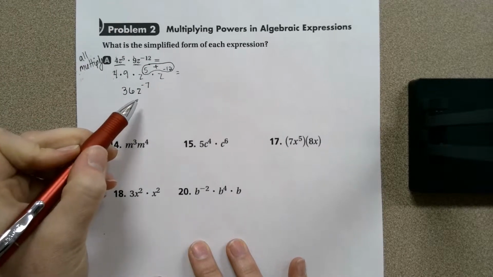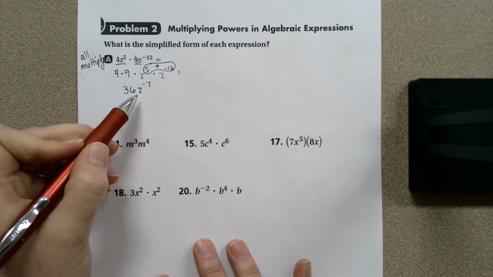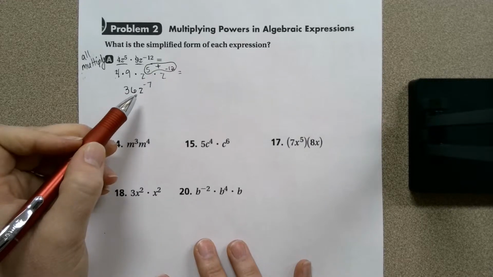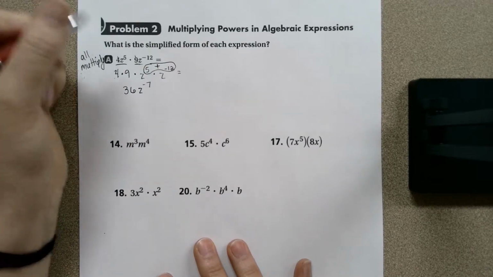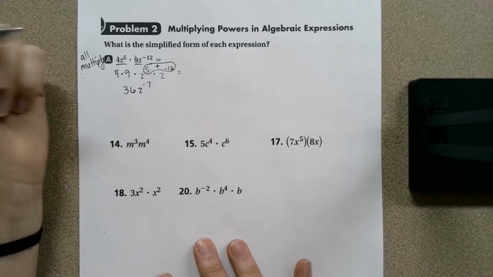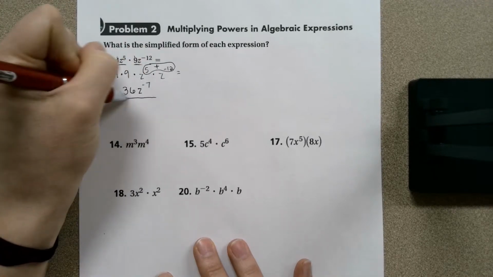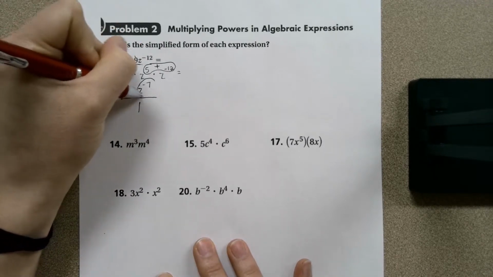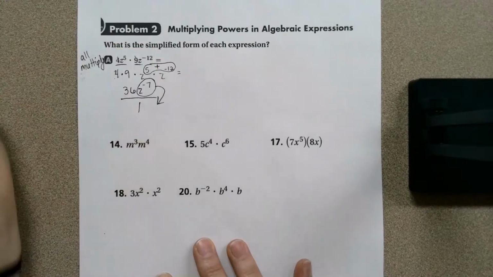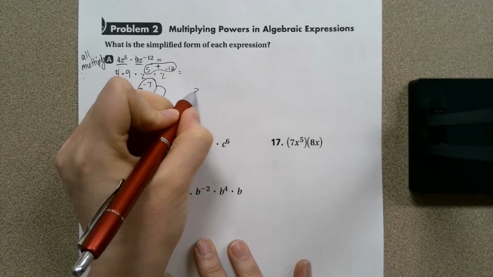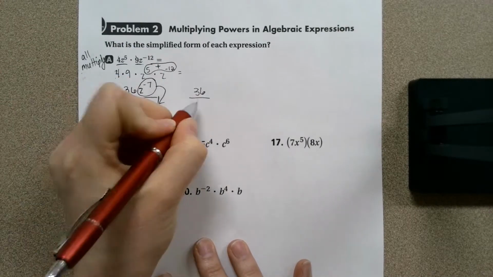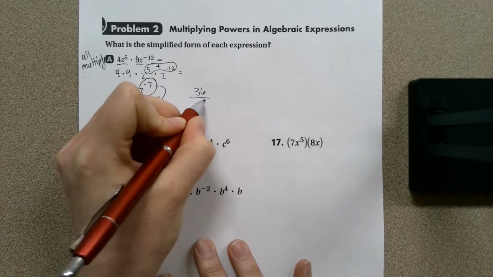At this point, we learned in lesson 7.1 that we can't have negative exponents. So we need to get rid of the negative exponent. In order to do that, we can put this over a 1 and move the negative part. So we're going to move the negative exponent to the bottom, which will leave us with 36 over z to the 7th power.